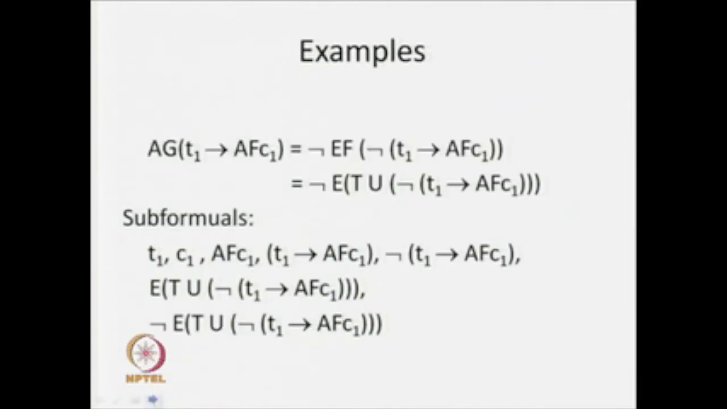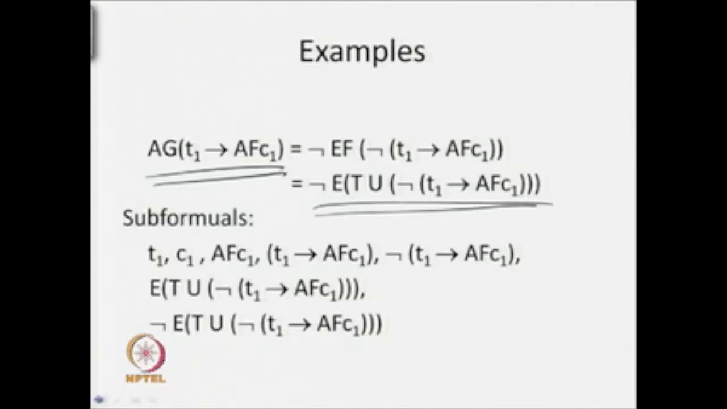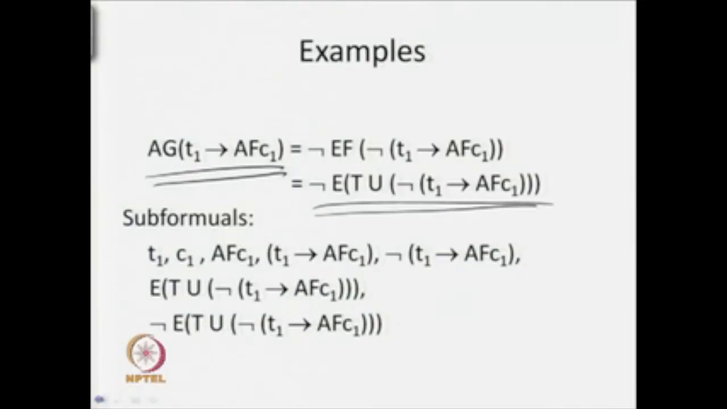So, we have looked for the truth values of this formula, which is equivalent to my given formula, and we have found that in none of the states this formula is true. That means the model that we have is not satisfying our liveness property. If any process tries to enter into the critical section, eventually it may not get a chance to enter into the critical section, because in none of the states this given formula is true.